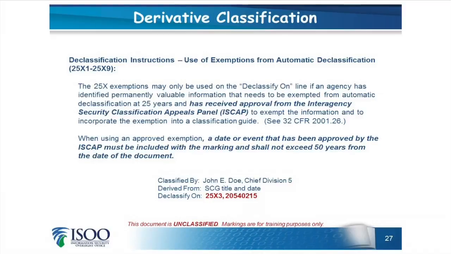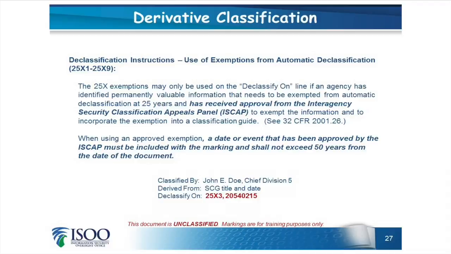Thank you, Peggy. 25X1 through 25X9 indicates the information is exempt from automatic declassification at 25 years. If any agency needs to keep information classified past 25 years, they must apply to the Interagency Security Classification Appeals Panel, ISCAP, for approval. The agency OCA only has authority to classify information up to 25 years. When using an approved exemption, a date or independently verifiable event must be included with the marking and will not exceed 50 years from the date of the document.